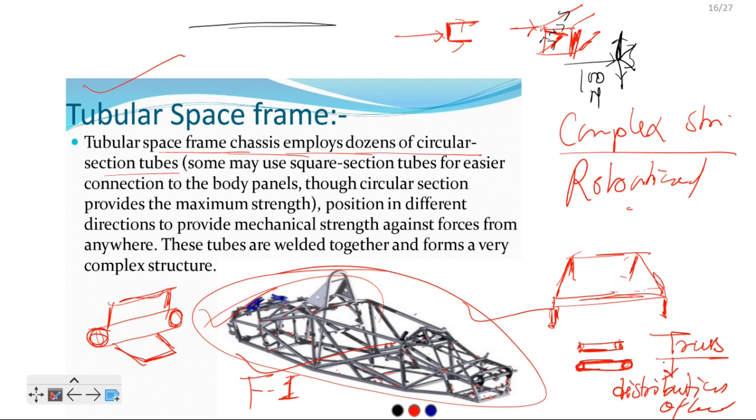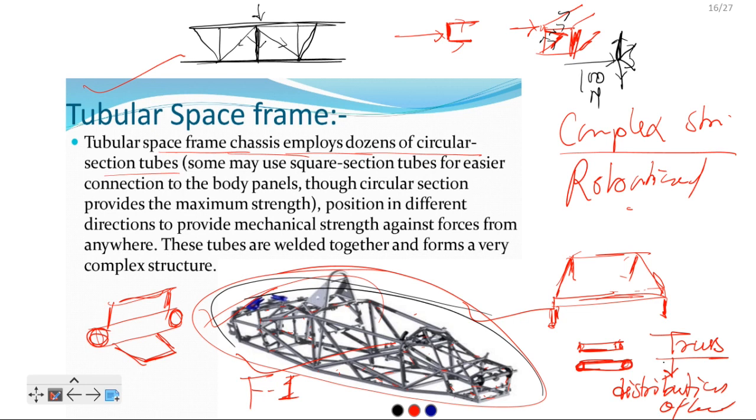I am making it very simple. Suppose this one is what? If the load is acting here, the load will directly transfer to here. And if I make the structure like this, what will happen? The same load will be distributed in 3 parts. So truss structures have members provided here for the distribution of load. That's why the crash test on this vehicle is very successful. We get higher strength here, with members positioned in different directions to provide mechanical strength against force from anywhere.